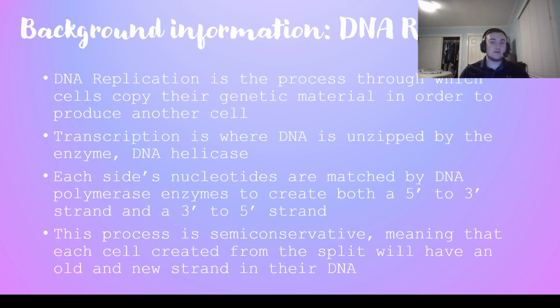So some basic stuff on DNA replication: it is the process through which cells copy their genetic material in order to produce another cell. DNA is unzipped by the enzyme DNA helicase, and each side's nucleotides are matched by DNA polymerase, which is another enzyme, to create a 5' to 3' strand, which is basically saying the amount of phosphates occurring on each side. So one's 5', one is 3'. A 3' to 5' strand is called the lagging strand. 5' to 3' is called the leading strand.